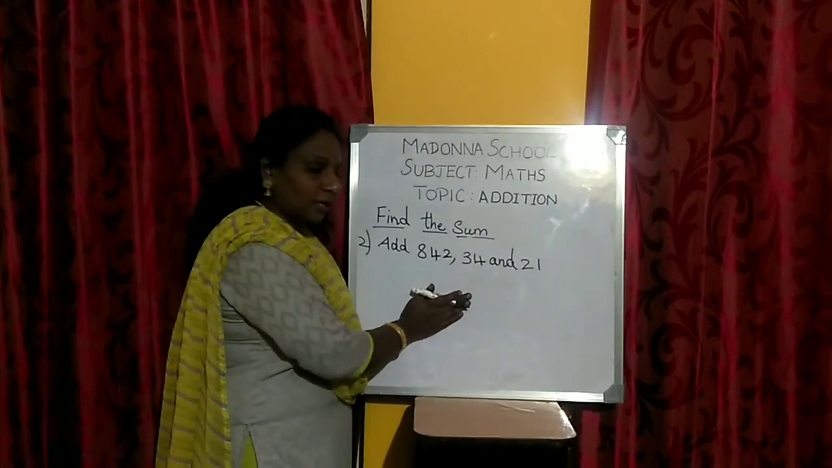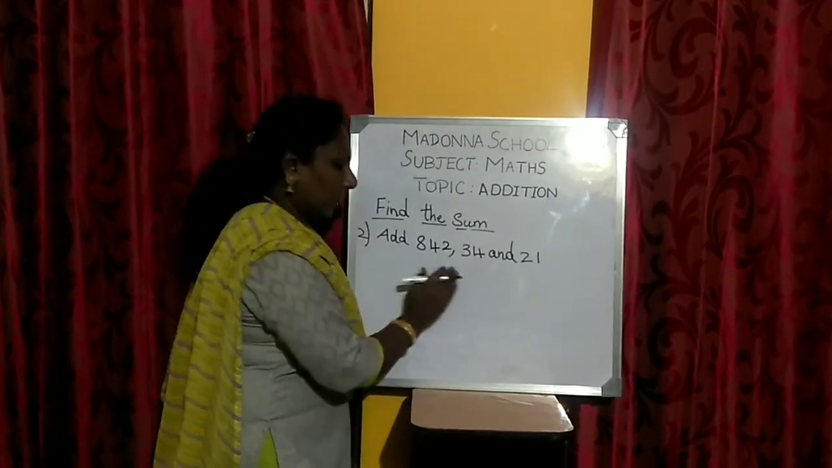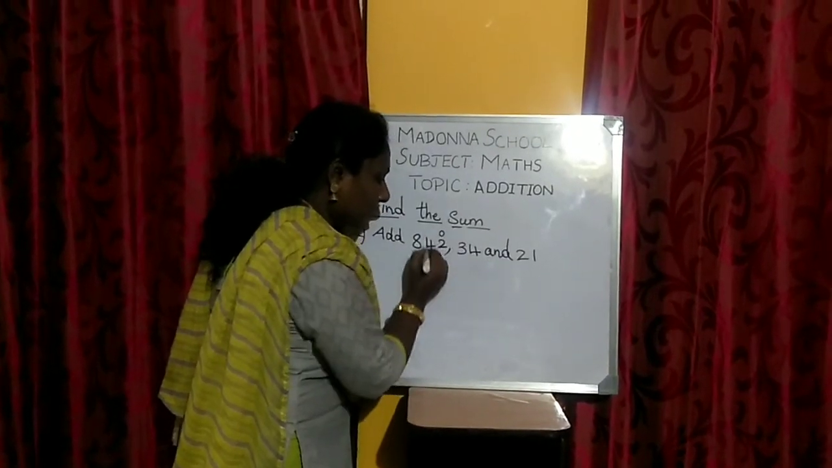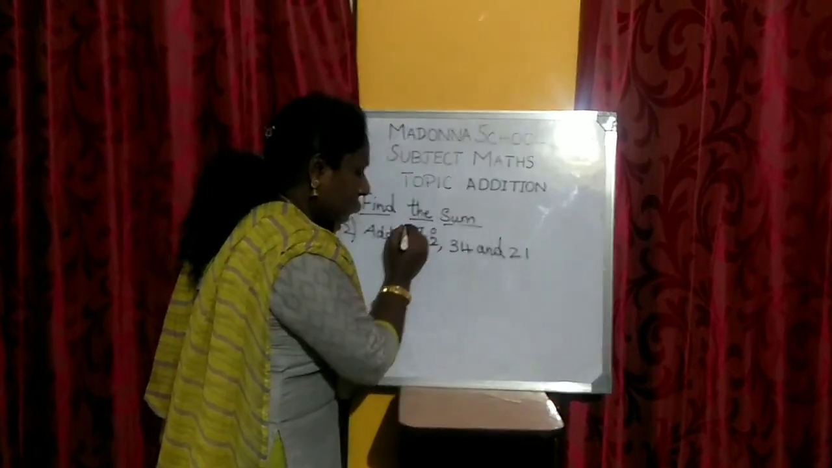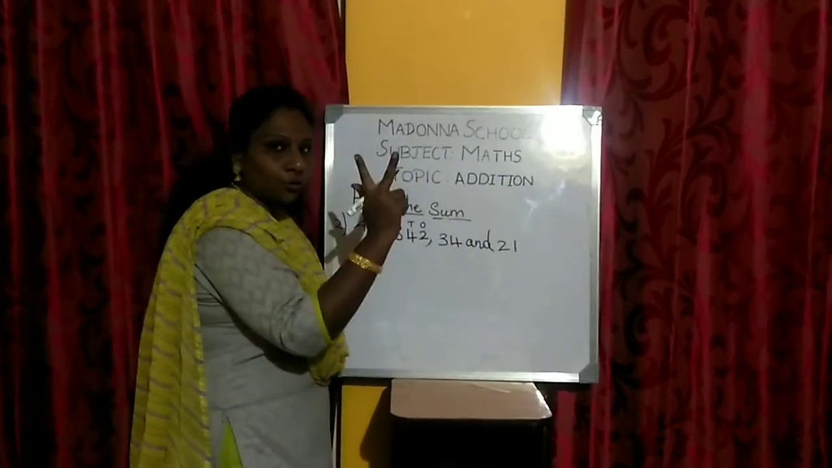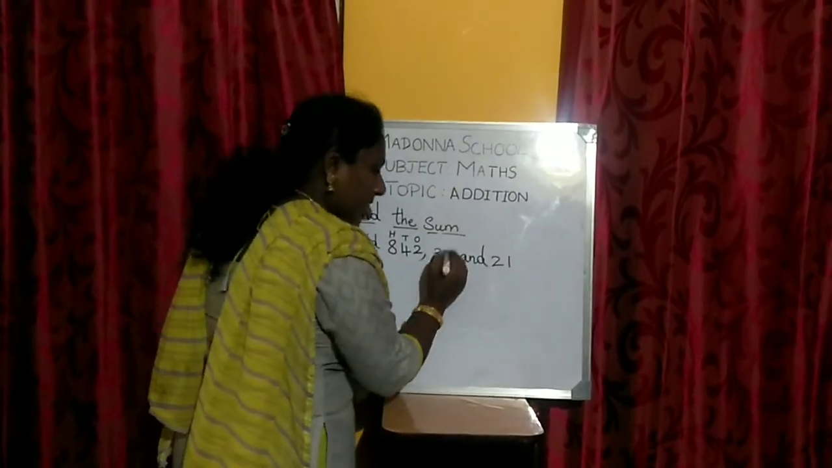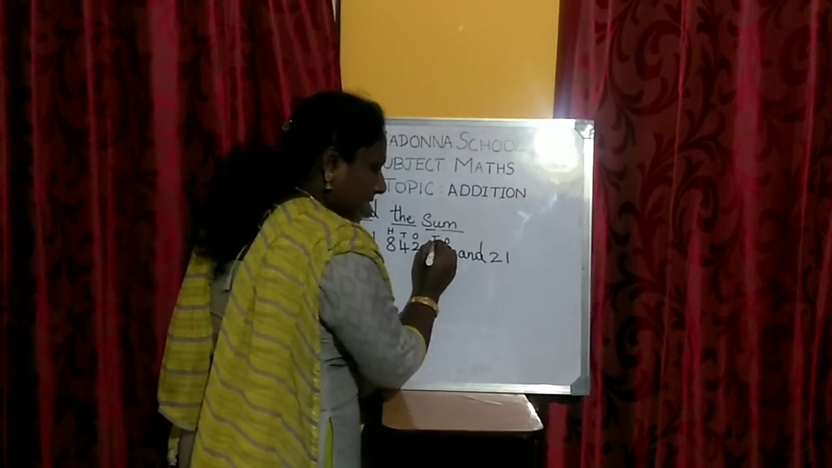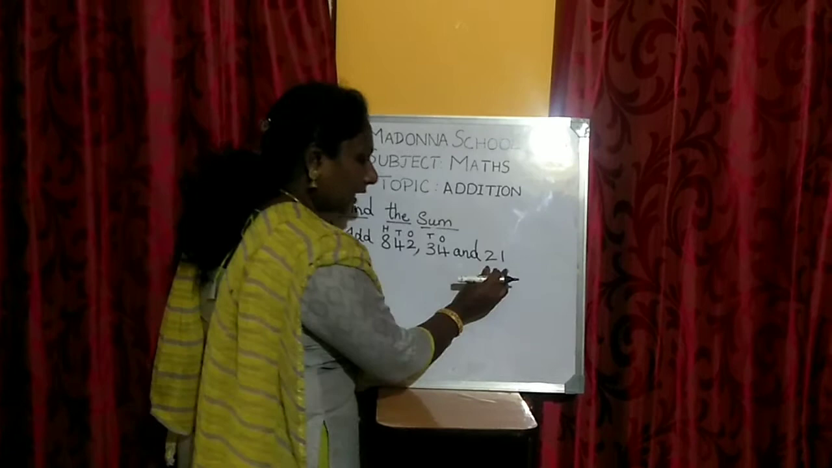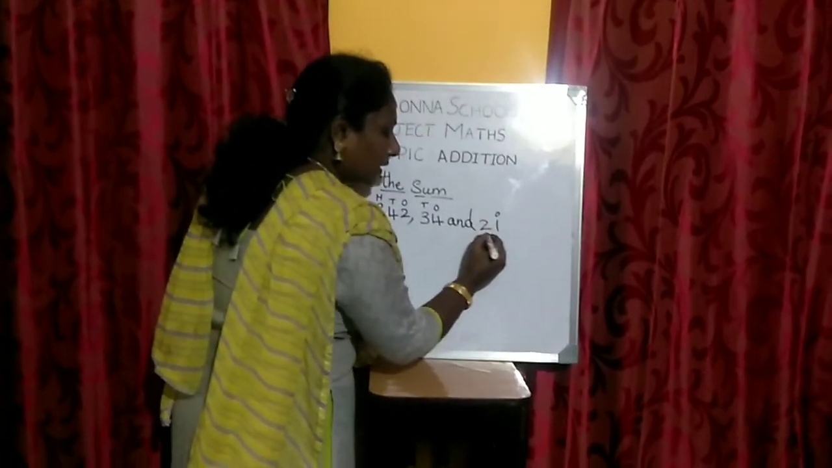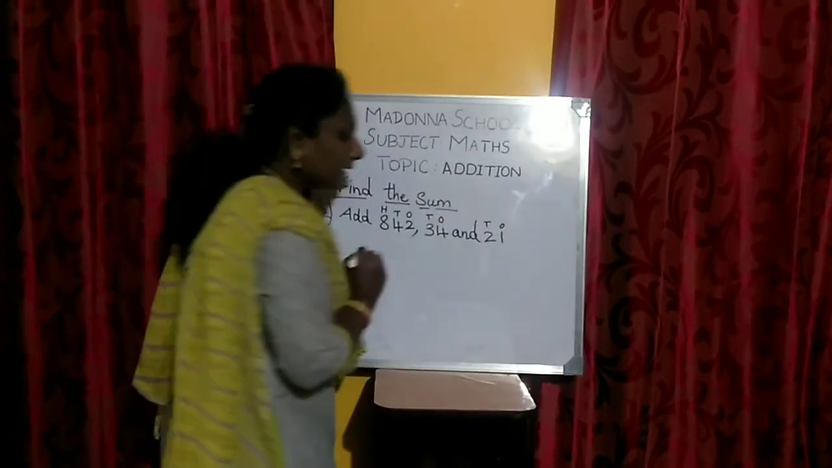The example is add 842, 34 and 21. What is the first step, children? Write the place value. For 842, 2 is at 1's place, 4 is at 10's place, and 8 is at 100's place. So here I have only 2 numbers. For 34, 4 is at 1's place and 3 is at 10's place. Once again, for 21, 1 is at 1's place, 2 is at 10's place.